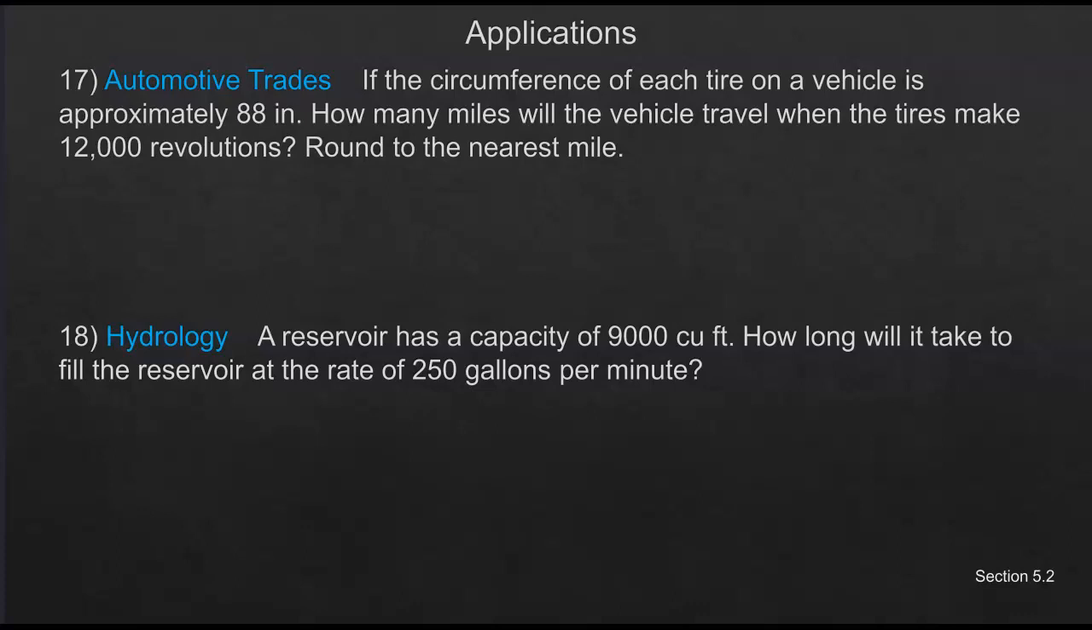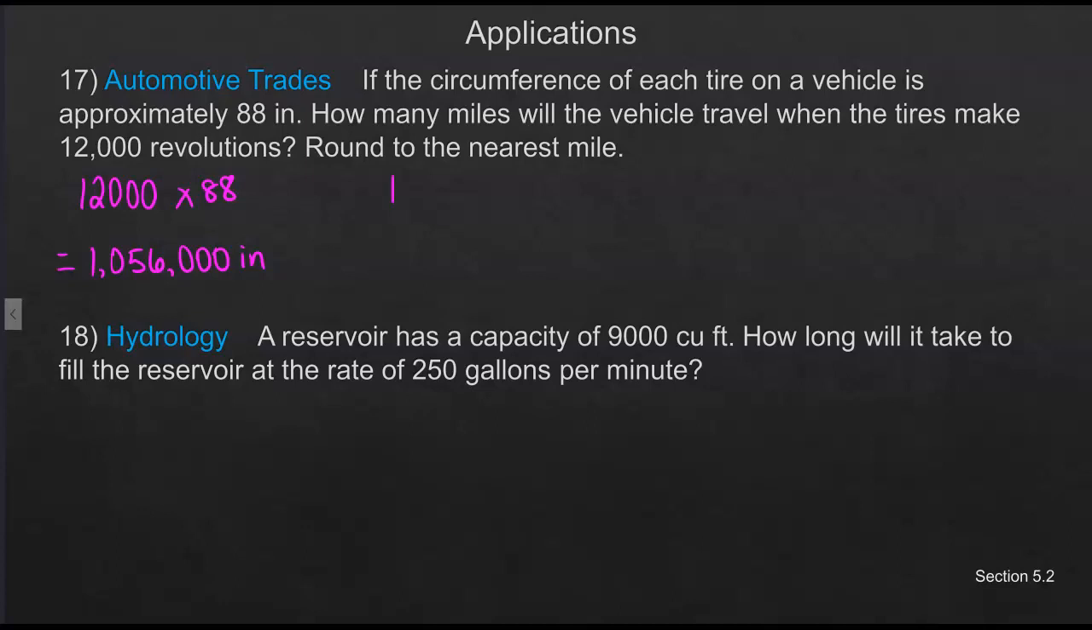But first we're going to just multiply 12,000 times 88 to see how many inches are in 12,000 revolutions. We could set this up as part of the conversion, but I feel like it's more confusing to do it that way. So we're just going to go ahead and multiply first and find out how many inches are there in 12,000 revolutions, and then we'll go from there.